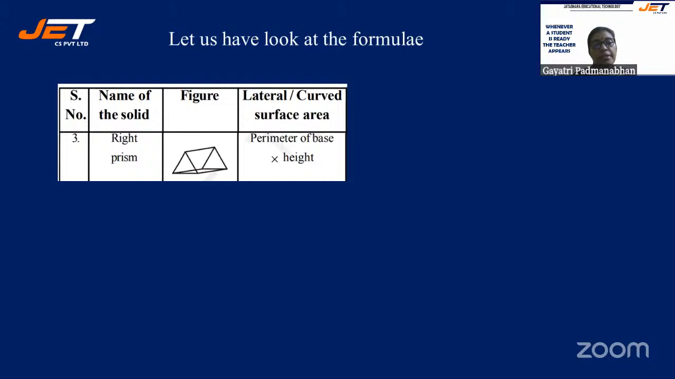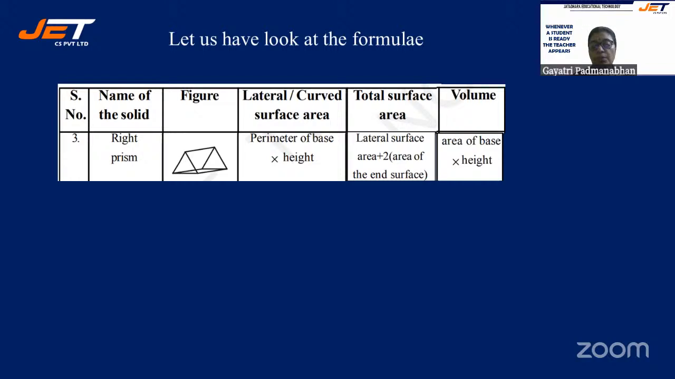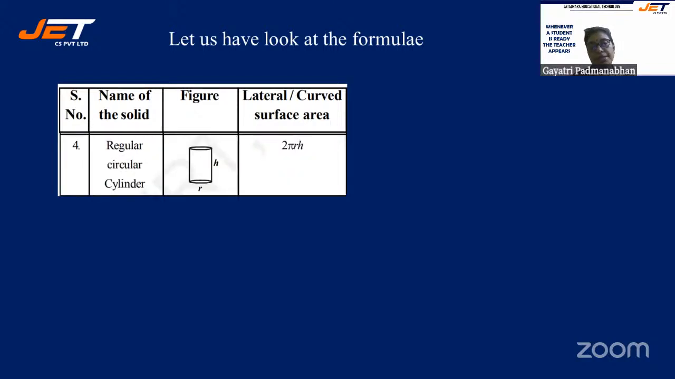It is a solid, a right prism. You can see the picture of the prism. The lateral or the curved surface area is the perimeter of the base into height. The total surface area is the lateral surface area plus twice the area of the end surface. The volume is the area of the base into height.